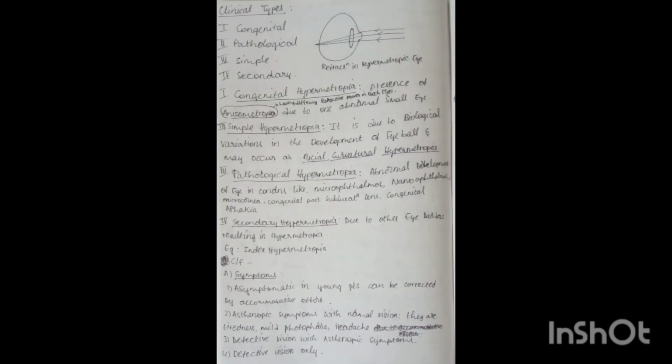In this video, this is a continuation video. Let us discuss the clinical types of hypermetropia. There are 4 clinical types. They are congenital, pathological, simple, and secondary.